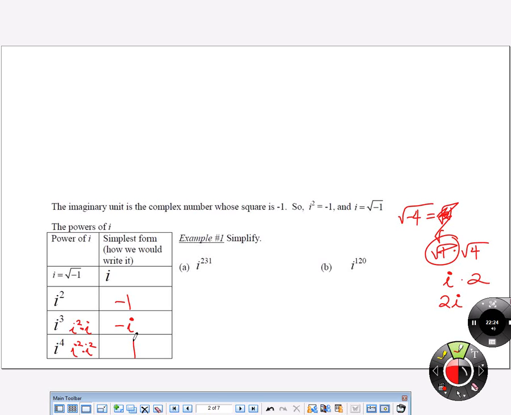All right, so I want you guys to see real quick if you can simplify these things. If you know it, let your group try to figure it out first. So, i to the 5th, i to the 6th, i to the 7th, i to the 8th. Take a couple minutes and see.